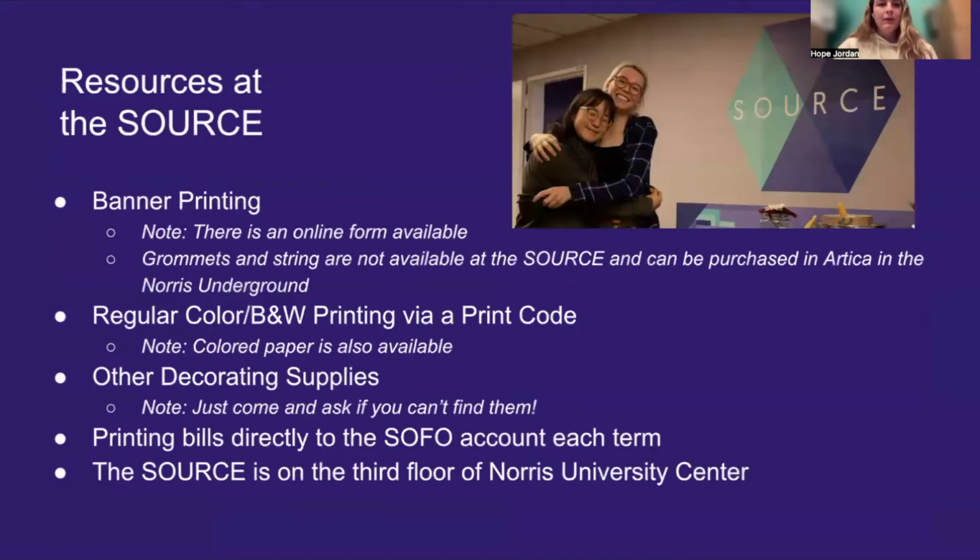A few resources from the source that can help you accomplish your advertising and marketing needs. One is the banner printer. There's an online form where you can submit your design to have your banner printed. Just note that we will not have grommets or string available at the source, but those can be purchased from Arctica in the Norris Underground.